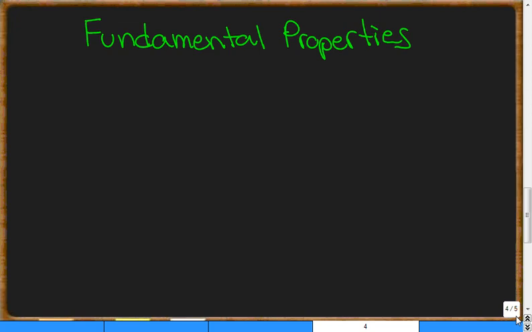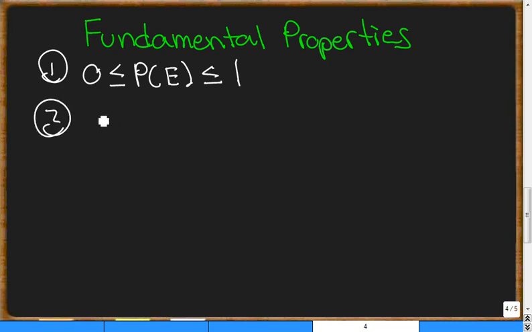Now, fundamental properties of probability. Number one, your probability is going to be somewhere between 0 and 1. 1 being 100% and 0 being 0%. The second is that the probability that something happens in my sample is always going to be 100%. So this means that 100% of the things that could happen have to be in my sample size. That's just pretty simple.